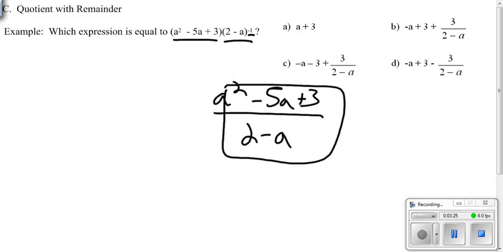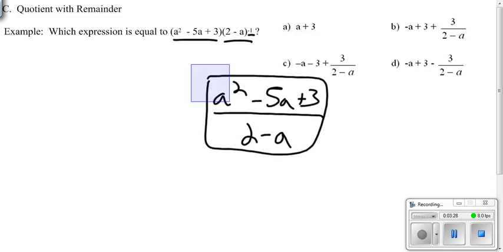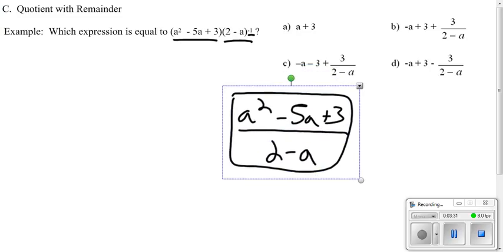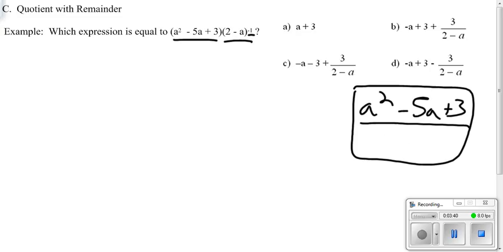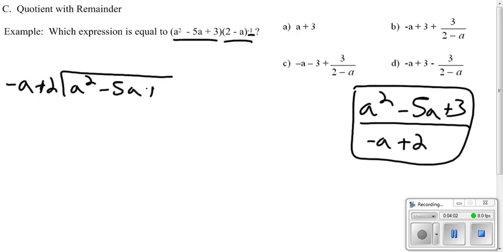And that one is then in a division problem set. Now we can either leave it like that, or we could recognize that 2 minus a can be written as negative a plus 2, which might help us when we're doing these long division problems. Now that we have it written as a dividend over a divisor, we just set it back up into our long division process. We put our divisor on the outside and our dividend on the inside, a squared minus 5a plus 3. And we start working from there.